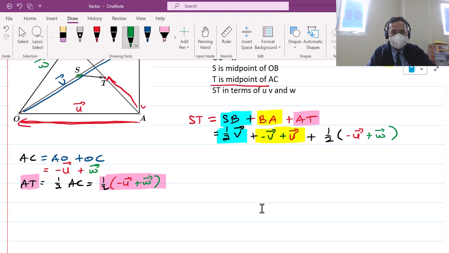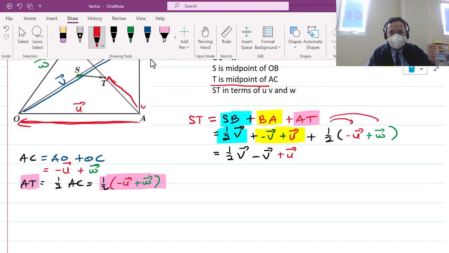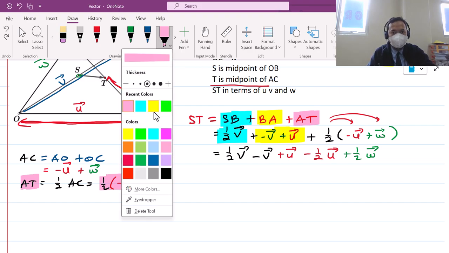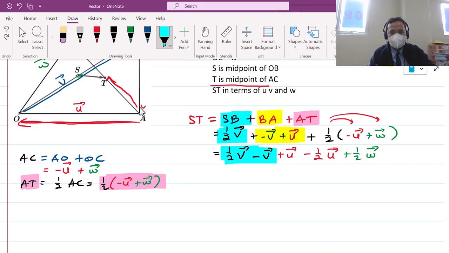And then we can see that the half t does not change. This is half v, and this is minus v, and this is plus u, and this one here you need to multiply like that, so you'll get minus negative 1 over 2 u, and then plus 1 over 2 of w. Okay, so this times this. Now let's see what we got here. We have a couple of terms that are like terms. For example, these two are v, so half v minus v is minus half of v.